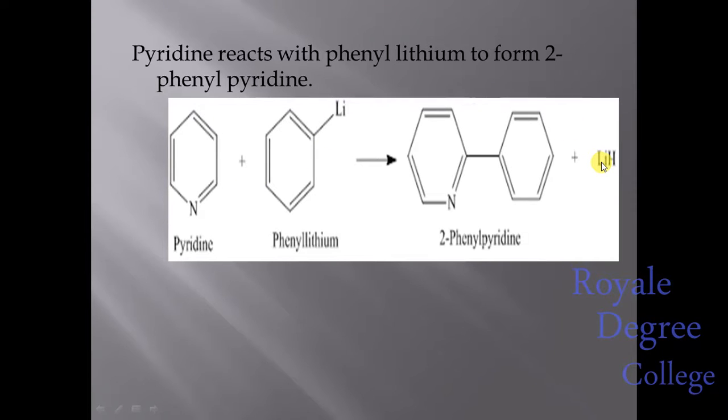Then what will happen here, at the second position of the pyridine, hydrogen is coming out now, and in place of that, this phenyl group is turning and attaching at the second position of the pyridine. So we are getting 2-phenyl pyridine.